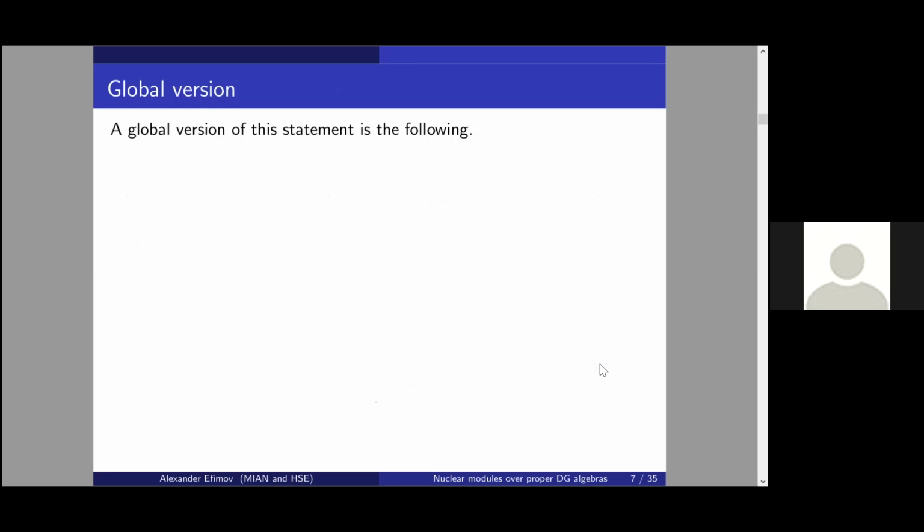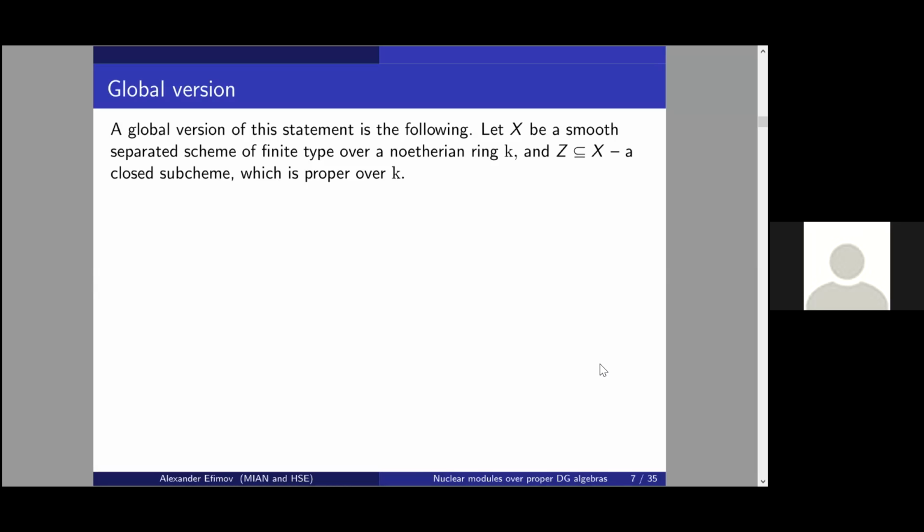Okay, so a global version of the statement is the following. So we take now some smooth separated scheme of finite type over a Noetherian ring K, and take a closed subscheme, which is a proper scheme over K. So in the previous example, X was actually the spectrum of K, and we just had a closed subset. So again, we take some generator of perfect complexes supported on Z, on X, and take the endomorphism DG algebra, which is a proper DG algebra over K.